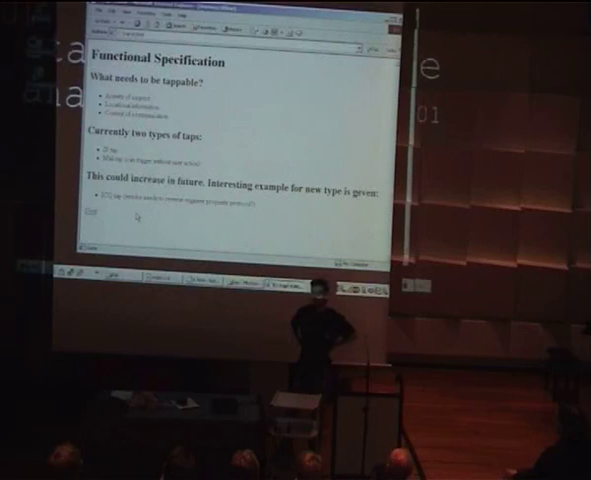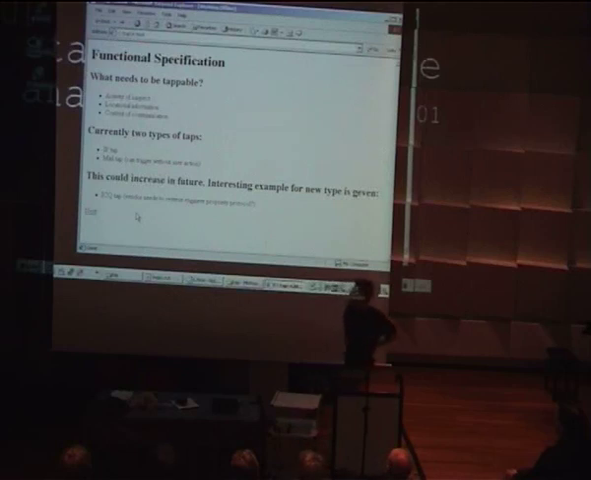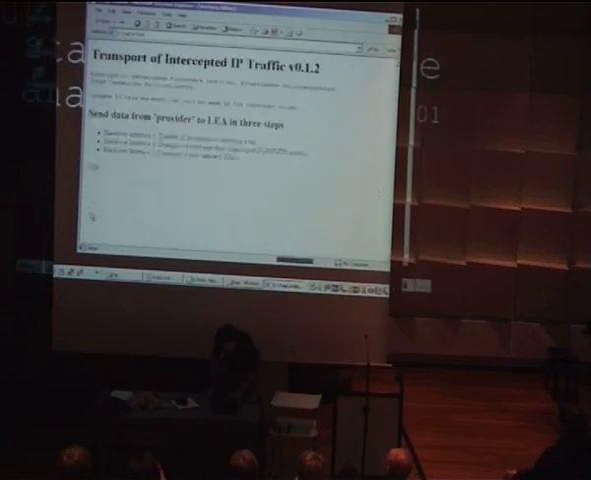In the future, there might be more types of taps. They didn't specify anything except they gave an example of the ICQ tap, which is interesting in that the ICQ protocol is proprietary. So how are we supposed to tap this information if we're not supposed to know the protocol? And reverse engineering is being phased out in the free world. So, okay, we'll get to the transport of intercepted IP traffic.